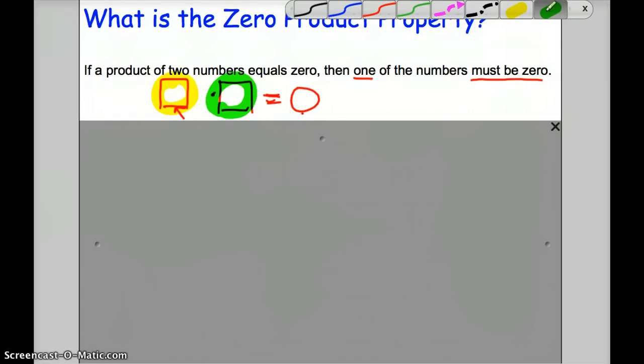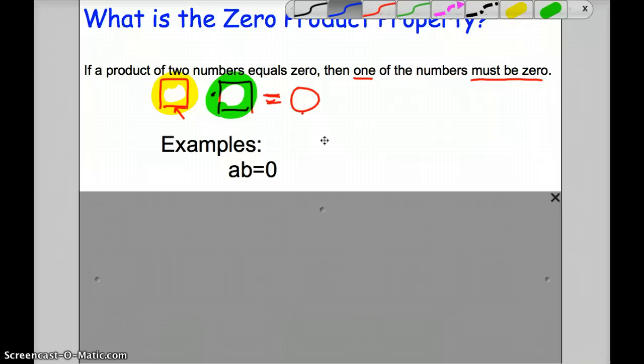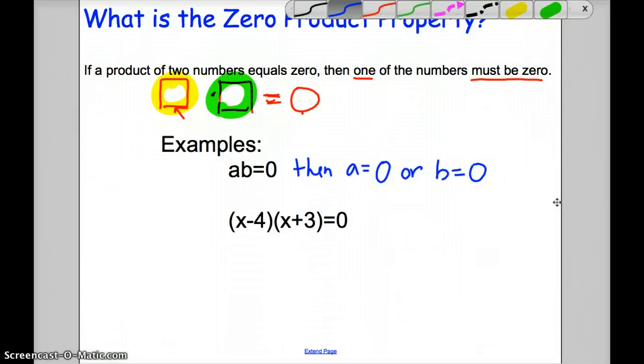So we're going to use this product because zero is your friend and it's going to be helpful for many situations. It's going to be extremely helpful with quadratics. So we're going to solve a quadratic using this property. So take a look at what this means for the long run. Here's an example. If AB equals zero, then either A equals zero or B equals zero. Someone has to be zero. So that's what the zero product property helps us do. I don't know if A is zero or if B is zero, but somebody is zero if this equation is zero. Let's look at one more example.